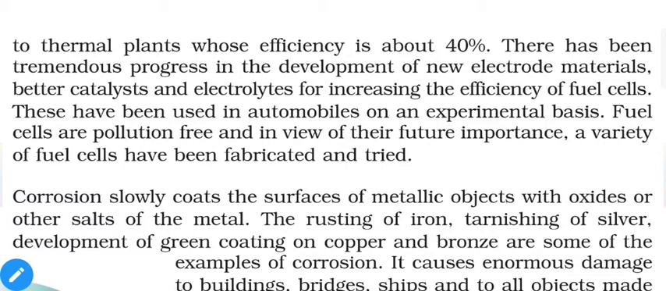There has been tremendous progress in the development of new electrode materials, better catalysts and electrolytes for increasing the efficiency of fuel cells. These have been used in automobiles on an experimental basis. The fuel cells are pollution free, and in view of their future importance, a variety of fuel cells have been fabricated and tried. That means in this point it is mentioned that we are trying to use hydrogen powered vehicles, which are already in development and in testing in India and other countries as well.